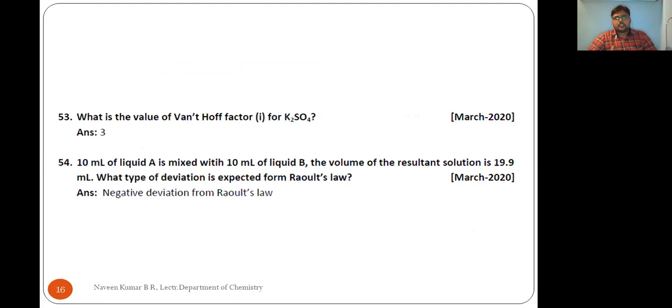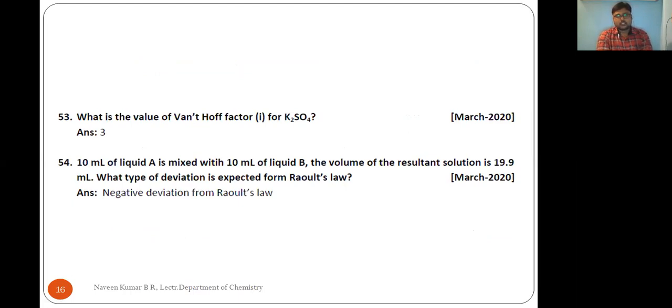And the last questions are from March 2020, the last conducted exam. What is the value of Van't Hoff factor for K2SO4? Again, the example is repeated. It is 3. i value is equal to 3.